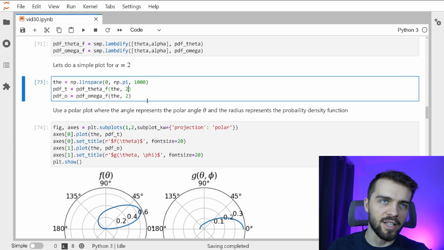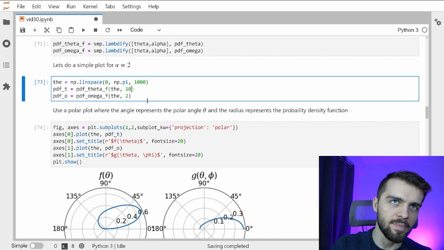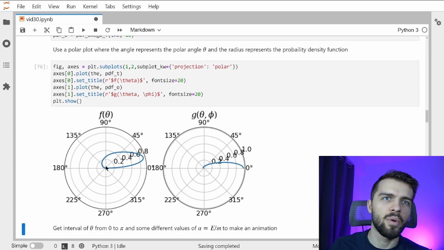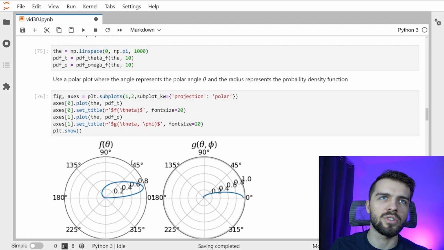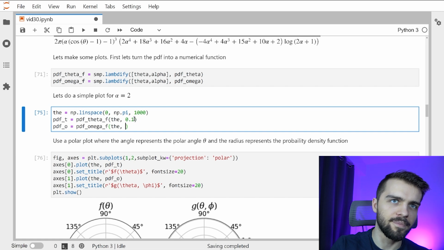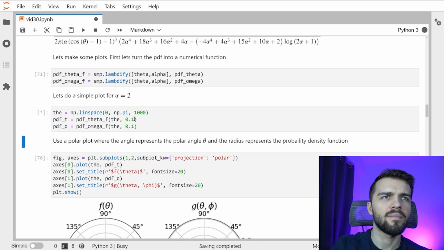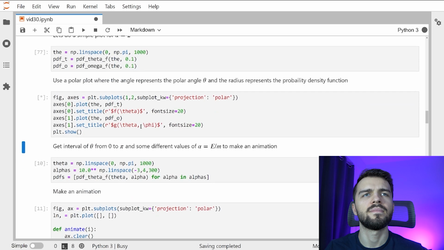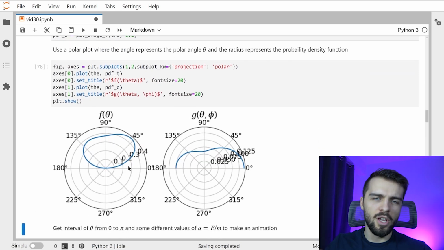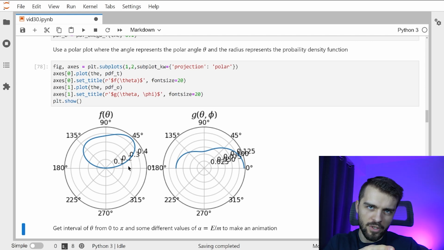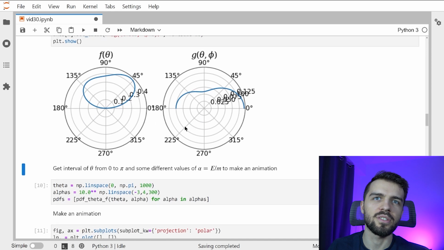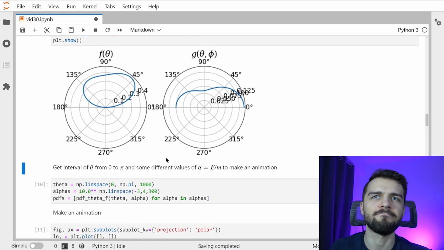And I can change alpha. I can say, well, what happens if alpha equals 10? This means that the incoming photon has more energy. Well, then it starts to stretch towards 0 degrees here. And if I make alpha smaller, like 0.1, then it goes like this. So the photon doesn't go forward, the photon backscatters more at smaller energies, right? And that's what you can see.